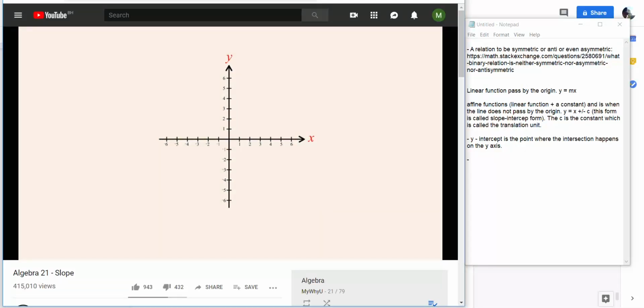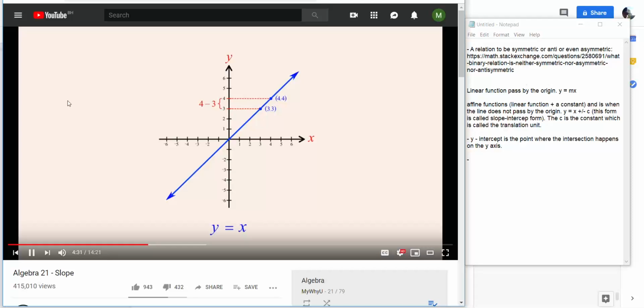To see how this works, let's find the slope of the graph of the equation y equals x. We start by picking a pair of points on this line separated horizontally by 1 unit. For instance, we could pick the points (3, 3) and (4, 4). The right point of this pair has a y-coordinate of 4, and the left point a y-coordinate of 3. The elevation difference is the y-coordinate of the right point minus the y-coordinate of the left point, which gives us 4 minus 3, or 1.